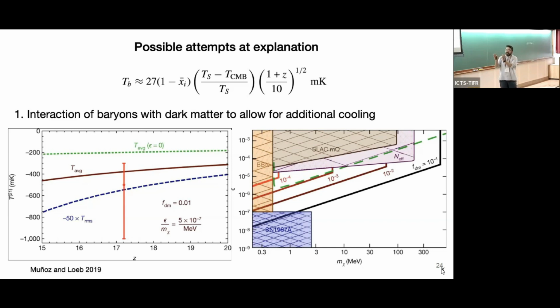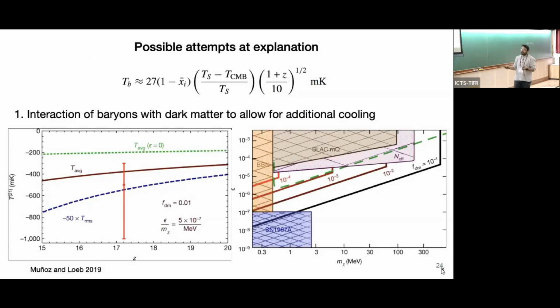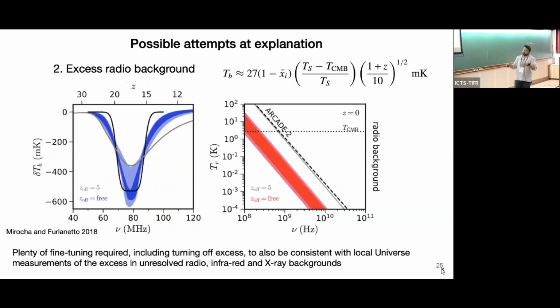Though there was this fine parameter space where a milli-charged dark matter scenario, with 1% of it interacting, could produce some cooling of the gas, and that could match the EDGES signal. But of course, there are other features which are still in question, which is, for example, the flattening of the signal or its very rapid rise, because then that also ties to the astrophysics. So the other question was, can you also do it in standard cosmology, but having some excess radio background?